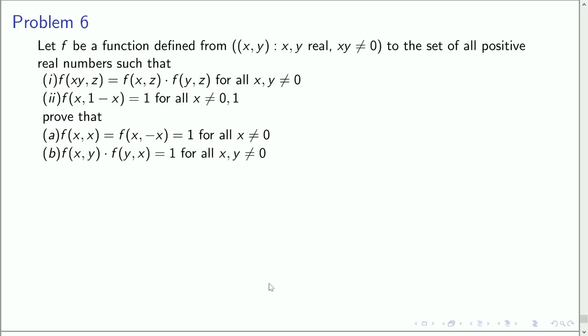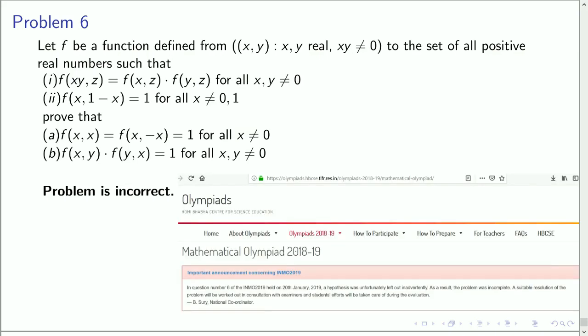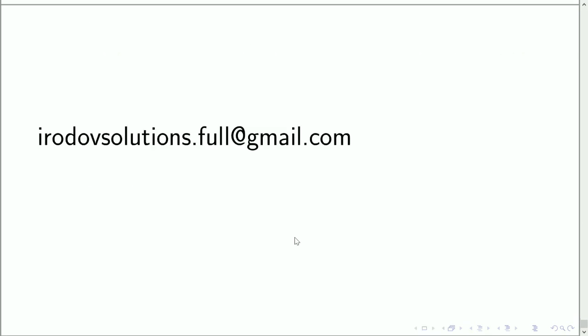And this is problem 6, and we will not discuss this because this problem is incorrect, and it's actually not impossible to find a counterexample if you work a bit. Again, this is from the website. Basically they've admitted that they've messed it up, so we'll not discuss it, I'll just stop here. So that was INMO 2019.